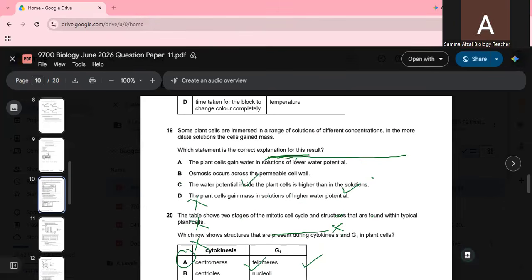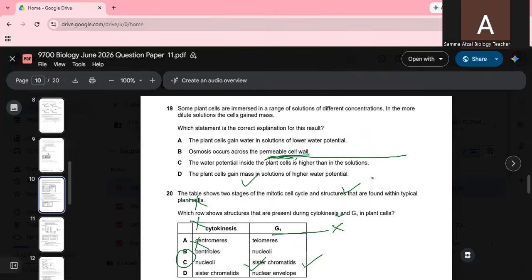Now question number 19 is there. Question number 19 is, some plant cells are immersed in a range of solutions of different concentrations. In the more dilute solutions, the cells gained mass. Which statement is the correct explanation for this result?